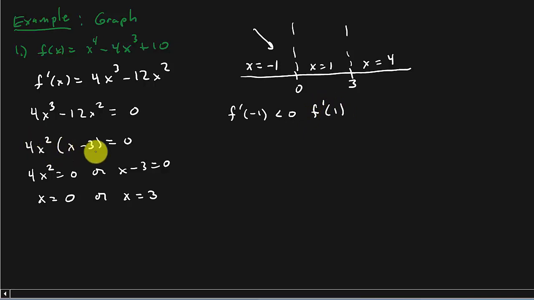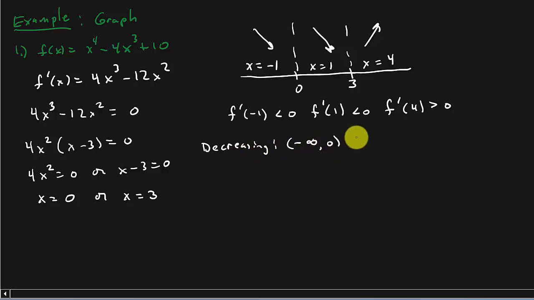And then we've got f prime of 1. That's positive out here. 1 minus 3 is negative. Negative times a positive is negative. So that's decreasing. And then we've got f prime of 4. Positive. 4 minus 3 is positive. Positive times a positive is positive. So that's increasing. So we've got decreasing from -infinity to 0 and 0 to 3. And we've got increasing from 3 to infinity.